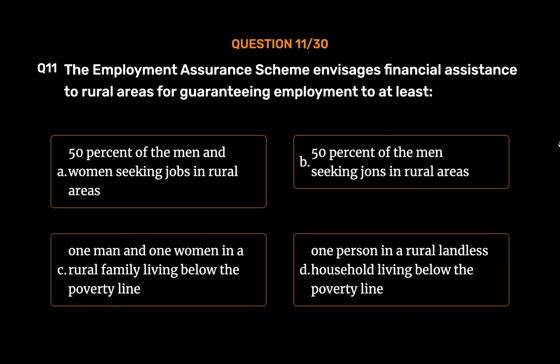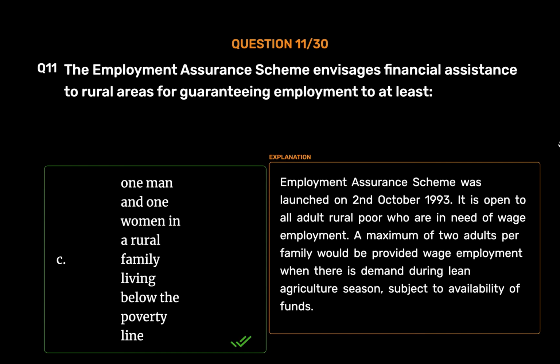The correct answer is option C. 1 man and 1 woman in a rural family living below the poverty line. Employment Assurance Scheme was launched on 2nd of October 1993. It is open to all adult rural poor who are in need of wage employment. A maximum of 2 adults per family would be provided wage employment when there is demand during lean agriculture season, subject to availability of funds.